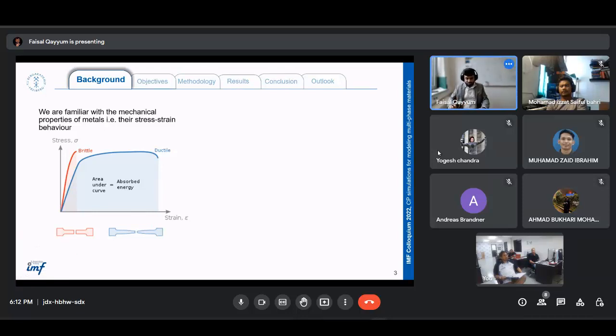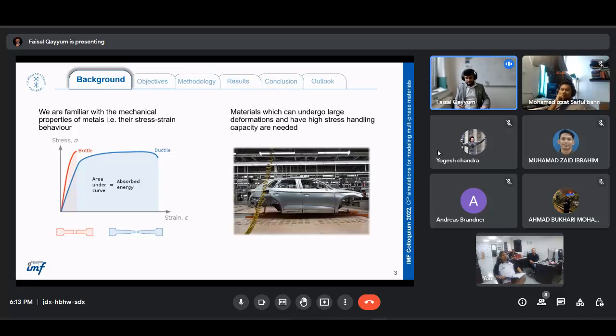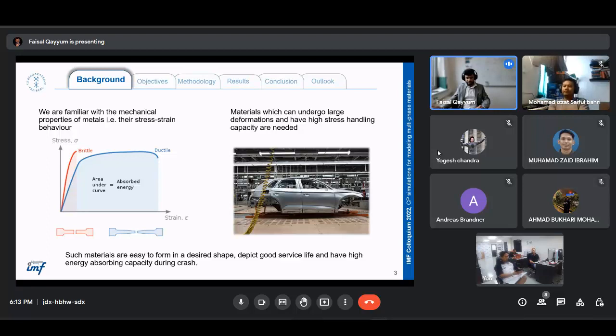Anyways, we are familiar with the mechanical properties of materials and their stress-strain behaviors. We know that when we apply load, the material, according to its intrinsic attributes, deforms. Sometimes it absorbs less energy, sometimes more. There is a difference between brittle and ductile behavior. Materials which can undergo large deformations and have high stress handling capacity are needed in several applications, for example in the automotive sector, because such materials are easy to form in the desired shape and depict good mechanical properties, good service life, and high energy capacity during crash.